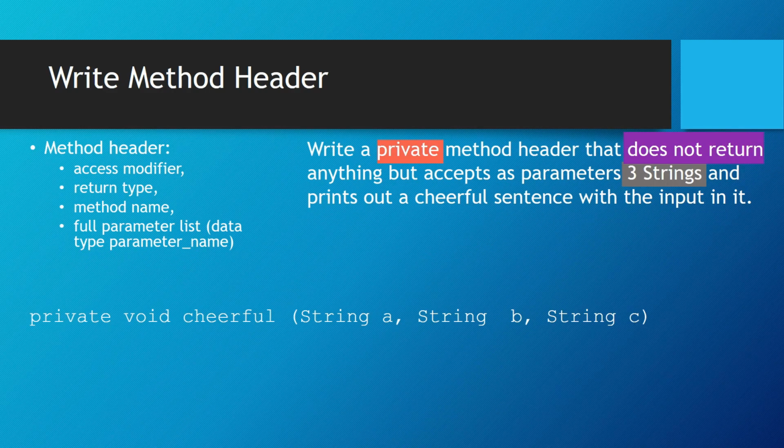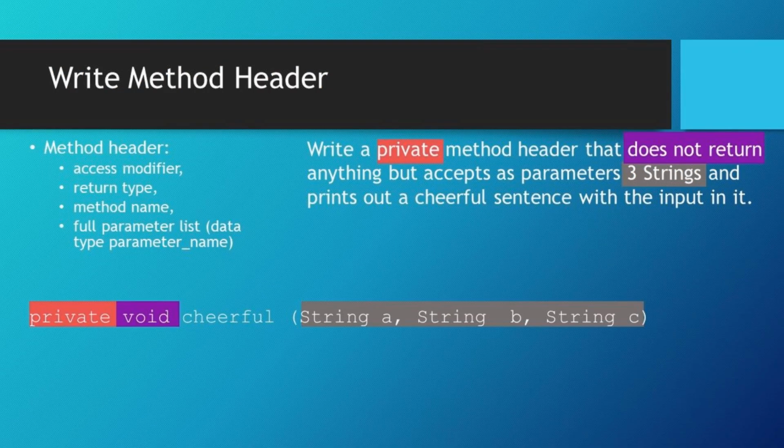So you can see that the full method header would be private, which is the access modifier, void, which is the return type, cheerful, which is our method name, and then our parameter list, string A, string B, and string C. Remember, we could have named these things anything, not just A, B, and C.